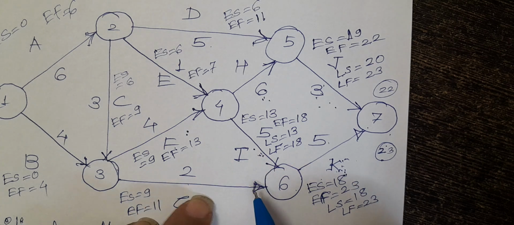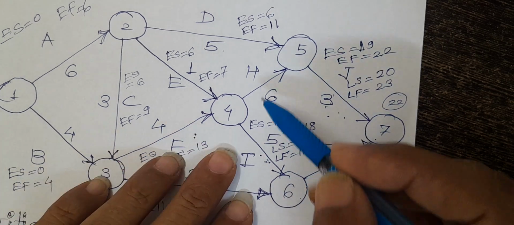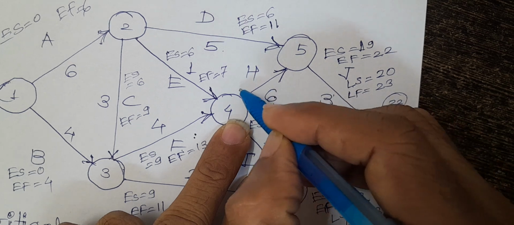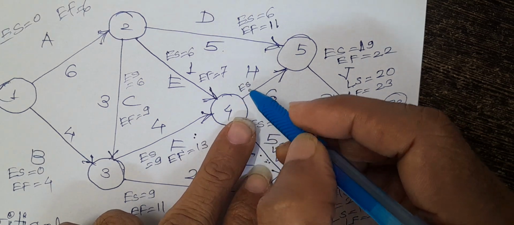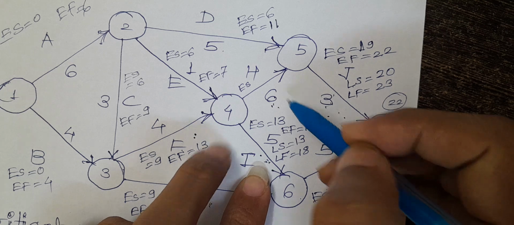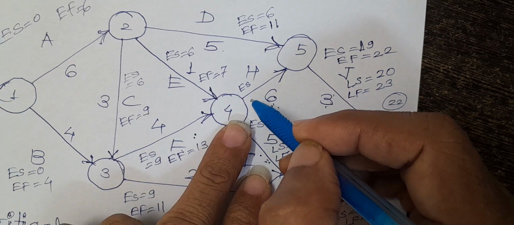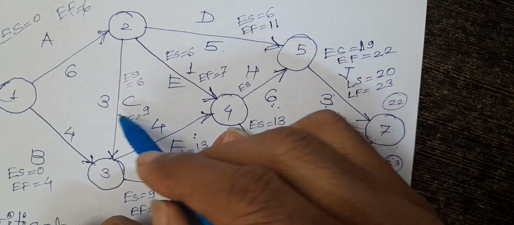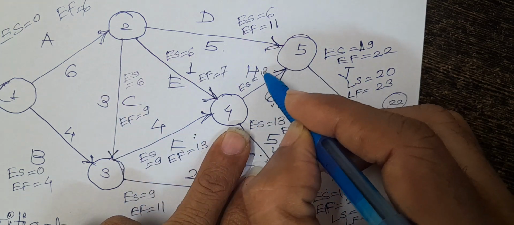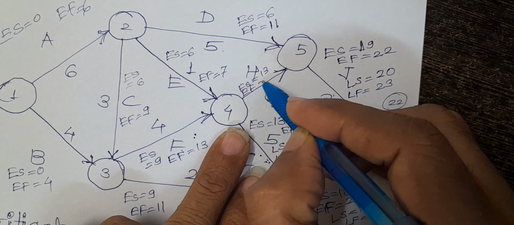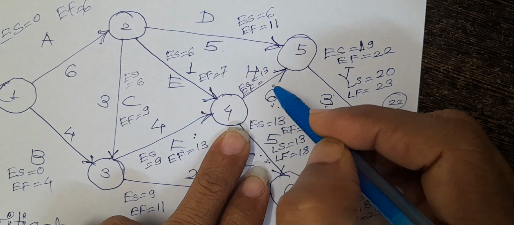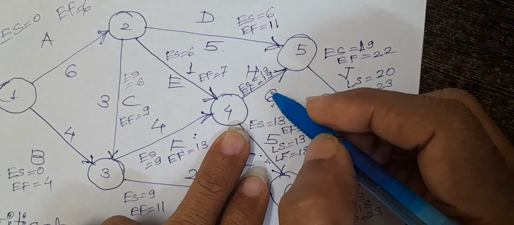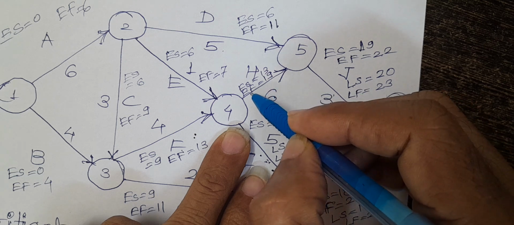Now come to H. We have to calculate the earliest start for this activity. We have not calculated it for H. Earliest start for this activity is 13. So 6 plus 4, 10 plus 3, it is 13. And earliest finish for this activity is 13 plus 6, 19. So this is the earliest finish for H.